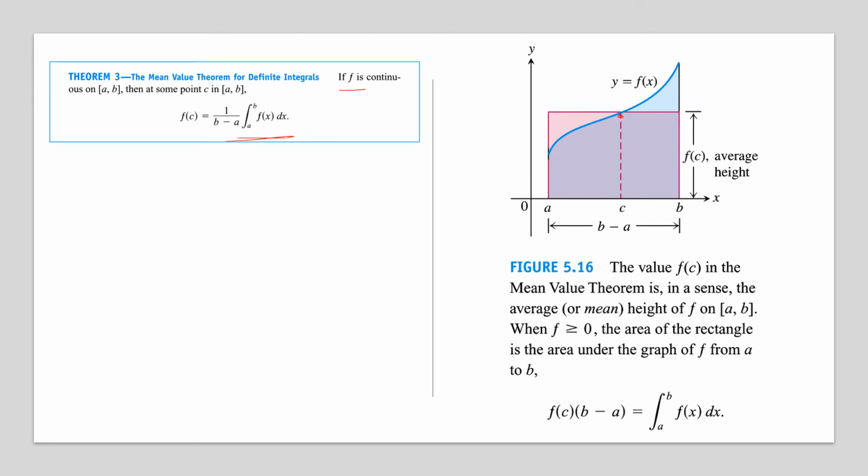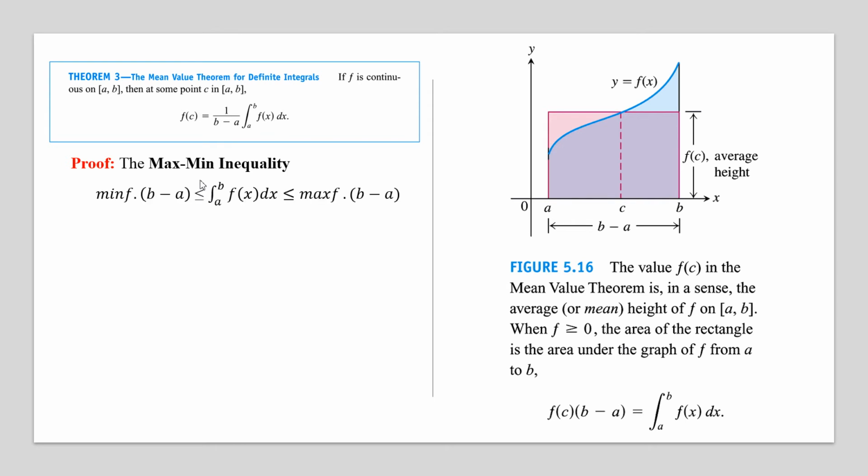We'll prove this with the help of the maximum-minimum inequality. According to the maximum-minimum inequality, which we discussed in the last lecture in detail, the value of this definite integral lies between the maximum value multiplied by b minus a and the minimum value of the function multiplied by b minus a. Now, since b minus a is positive, because this is the length of the interval, we can divide the whole inequality by b minus a without altering the inequality. So we have this result.